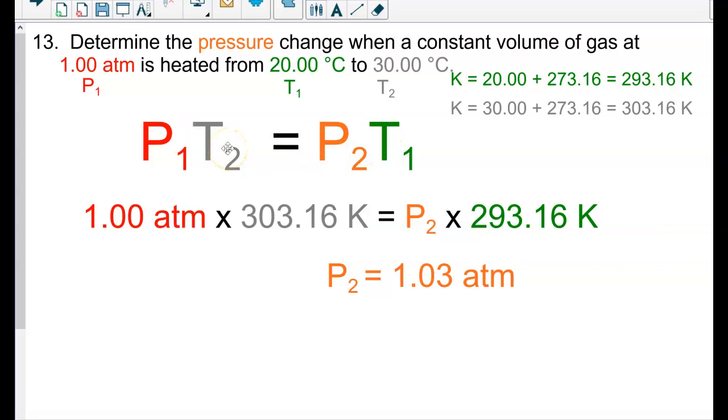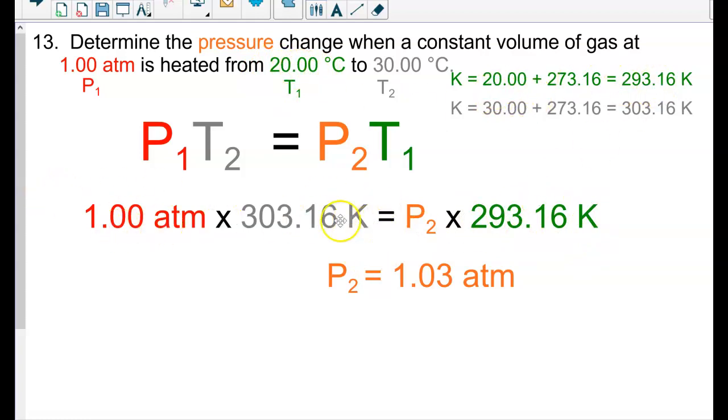Be very careful where you plug T's in. That's the common mistake that my students make, so be triple careful. Triple, double, whatever, quadruple check, make sure you're putting your T's in the right spot. So we have 1 atm here, P1, times T2, remember this is our T2, and I had to convert it into Kelvin, equals P2 times T1. This is T1, it was 20 degrees Celsius, but I had to convert it into Kelvin.